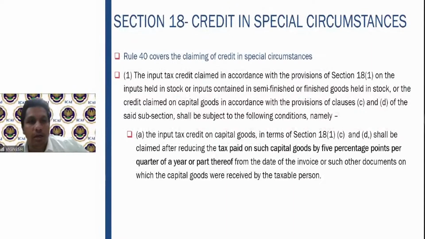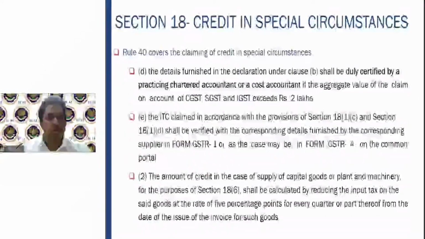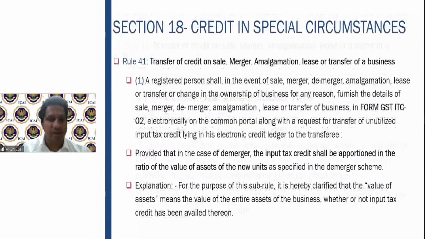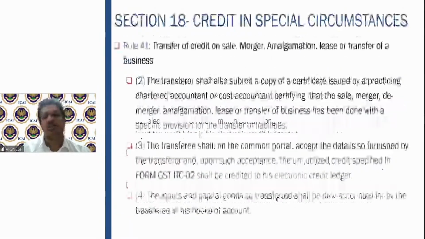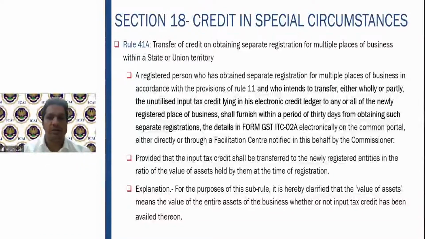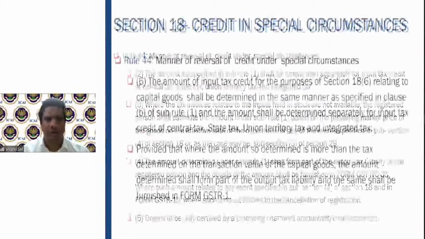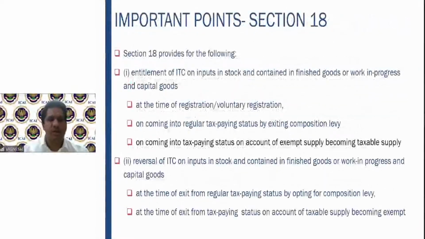Then Rule 40 covers the claiming of credit in special circumstances. As I told you, this rule also is clear. 5 percentage points, we have seen all these particular rules, also certified by a CA. These are all just procedural aspects, not very important from the examination point of view. But you have to just remember that 5 percentage points per quarter, and if you are claiming more than 2 lakhs, you have to get a CA certificate. Transfer of credit in case of merger and amalgamation in these particular situations, all these rules, please go through. Manner of reversal of credit under special circumstances, we have seen all that.